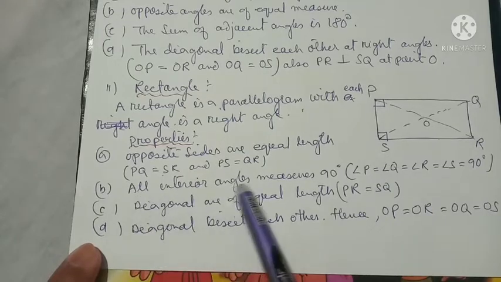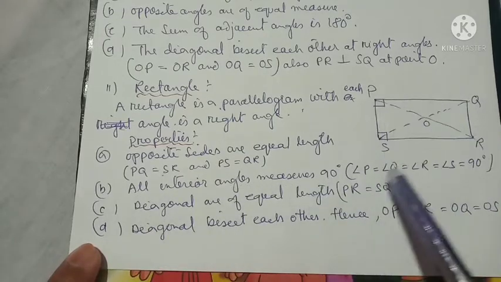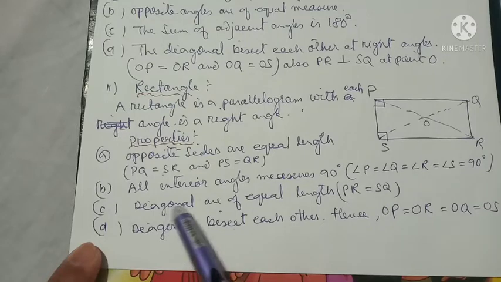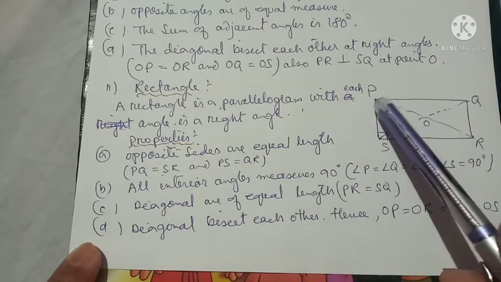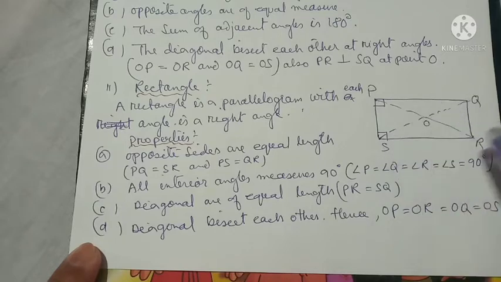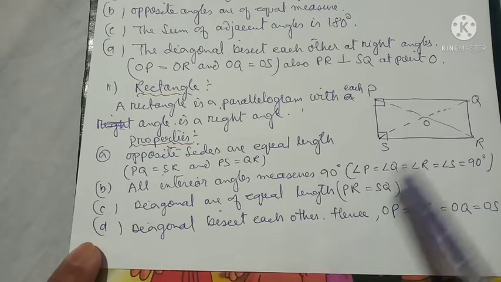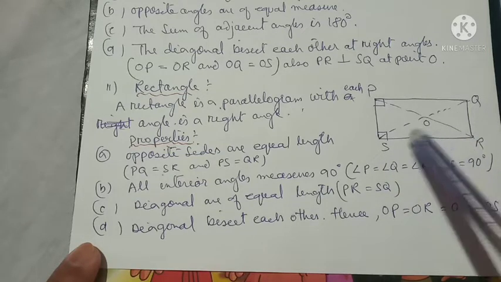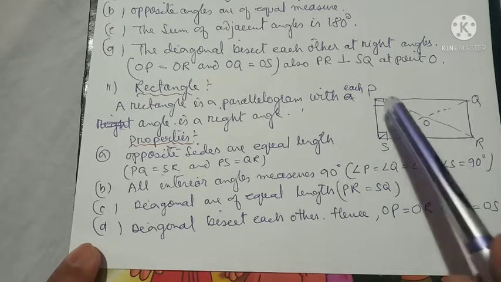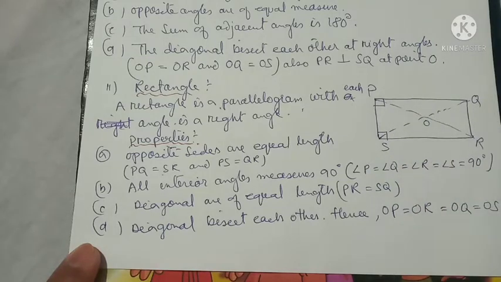All interior angles measure 90 degrees. Diagonals are equal, of equal length. The diagonals, that is PR and QS, should be equal in length. Diagonals bisect each other at O. That is why OS equals OQ, and PO is equal to OR.